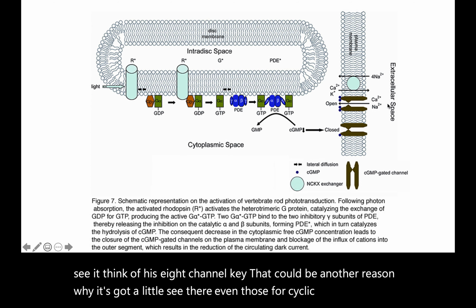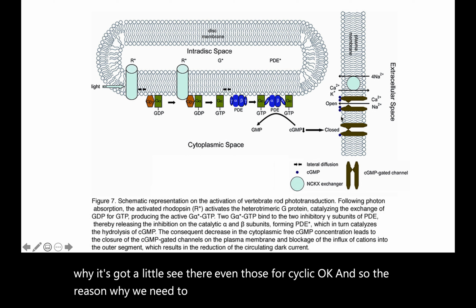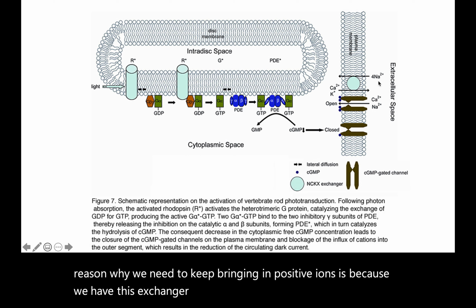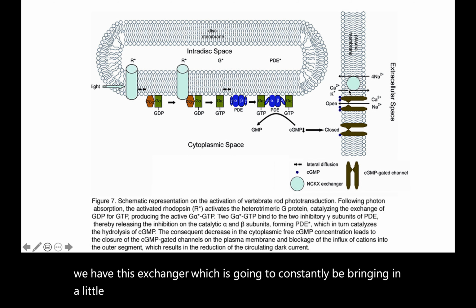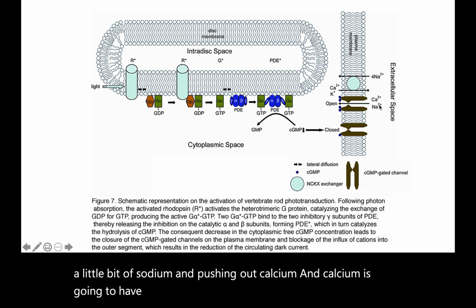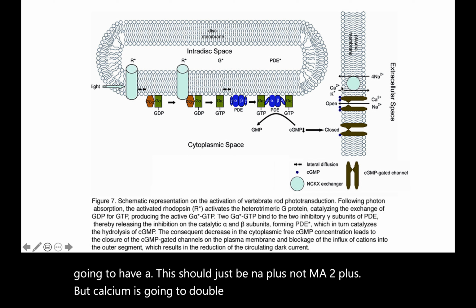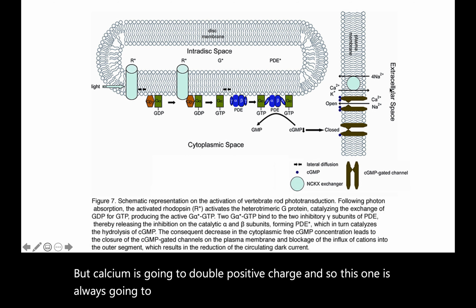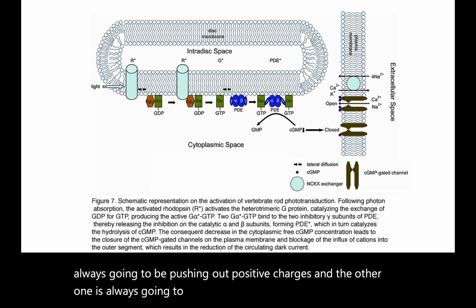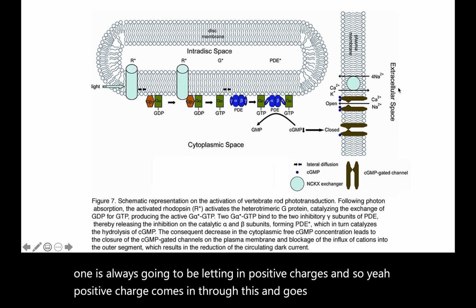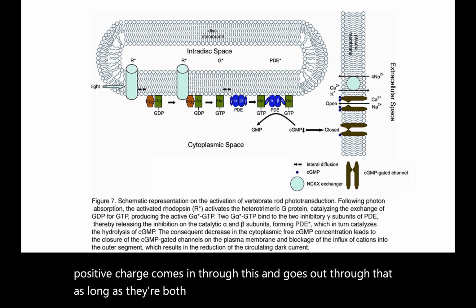Okay, and so the reason why we need to keep bringing in positive ions is because we have this exchanger, which is going to constantly be bringing in a little bit of sodium and pushing out calcium. And calcium is going to have a, this should just be Na+, not Na2+. But calcium is going to have a double positive charge. And so this one is always going to be pushing out positive charges, and the other one is always going to be letting in positive charges. So positive charge comes in through this and goes out through that. And as long as they're both working, then the cell's going to stay neutral.